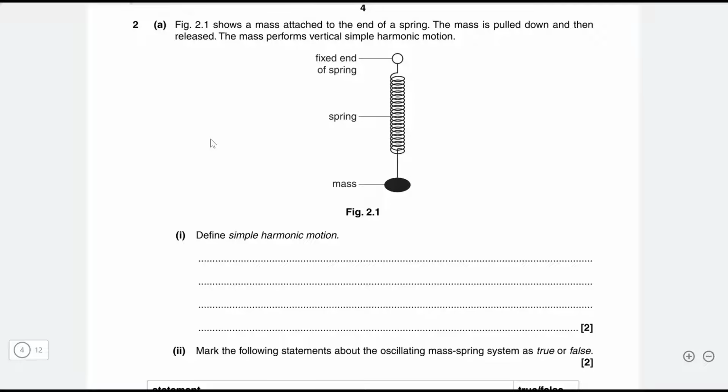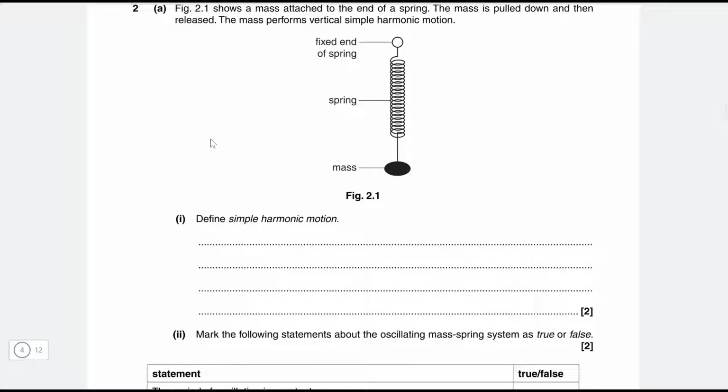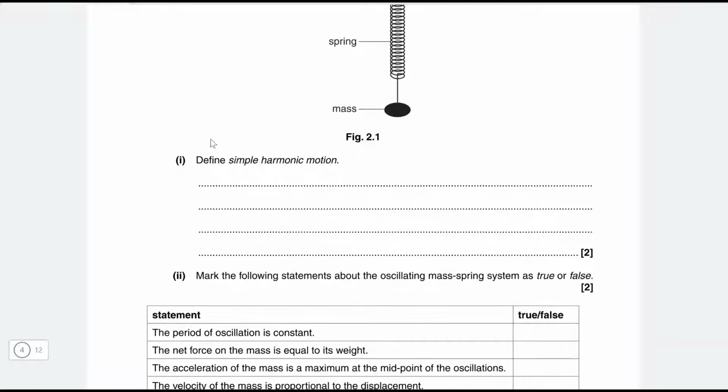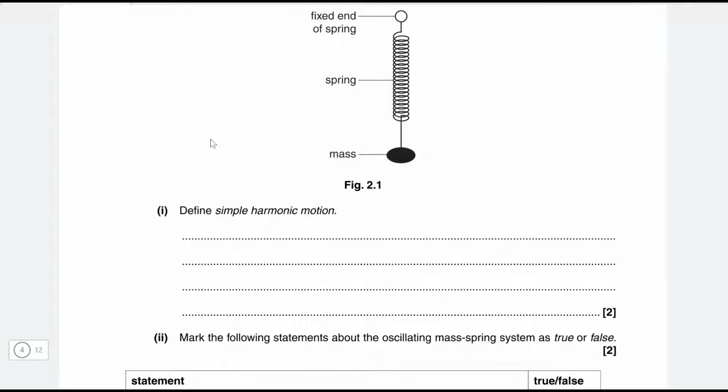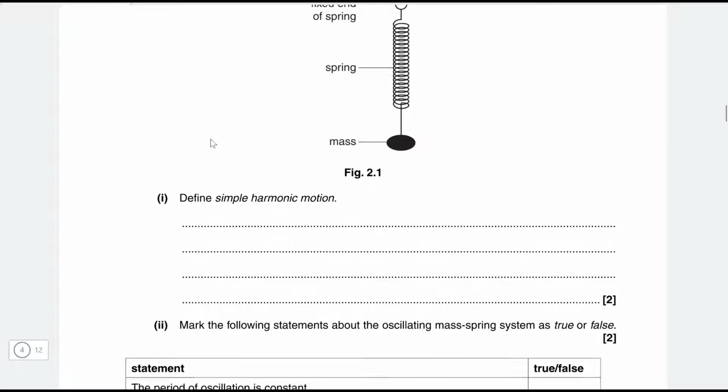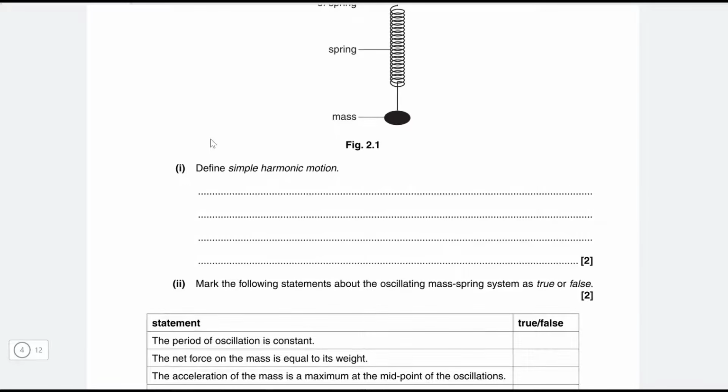Figure 2.1 shows a mass attached to the end of a spring. The mass is pulled down and then released. The mass performs vertical simple harmonic motion. So part A or part I, define simple harmonic motion. So once again, a really typical question.